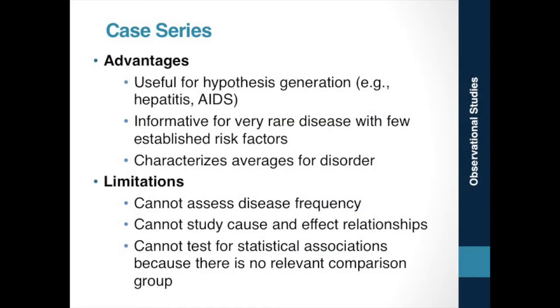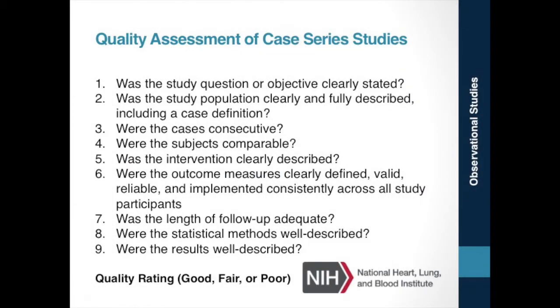Case series are very useful for hypothesis generation and to inform very rare diseases. However, they cannot assess disease frequency or test cause-effect relationships in the absence of a comparison group. There are a few instruments to assess the quality of case series studies, and I wanted to bring you this tool today for your reference. It was developed by the National Heart, Lung, and Blood Institute in the US to assess case series studies. And with this, we're going to finish the first part of this lecture, and then we will continue with a review of the cross-sectional and ecological designs.